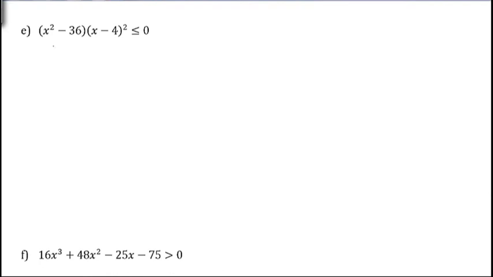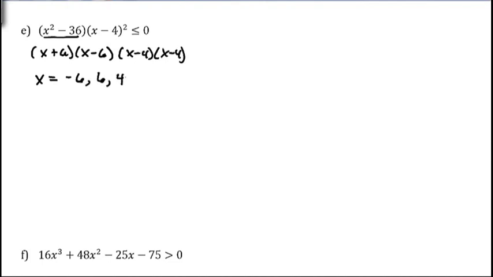And our next example here, we have x squared minus 36, that quantity, times the quantity x minus 4 squared. So this time we have 4 linear factors. We can factor x squared minus 36. It factors as x plus 6 times x minus 6. And then we have x minus 4 times x minus 4, because we're squaring the x minus 4. So we have x equals negative 6, positive 6, and positive 4.